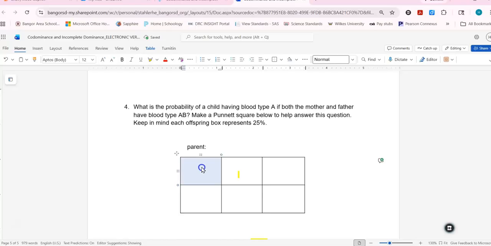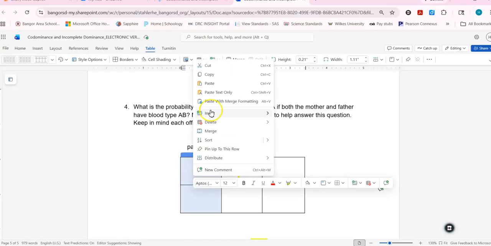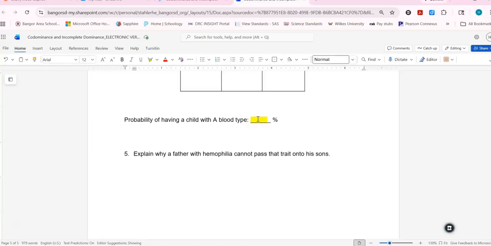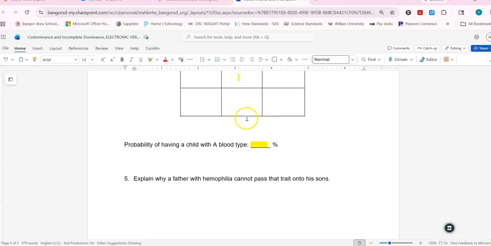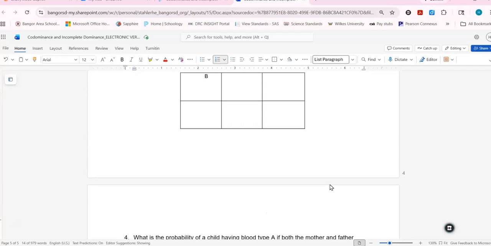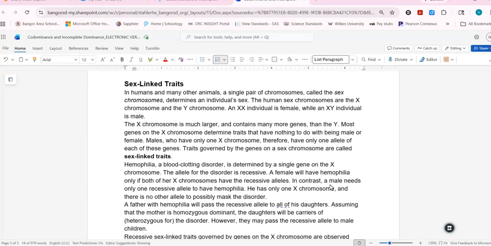Again, if you don't have that column, go to one of the columns, click it, insert, column left. And then all you do is just put down the percentage of having a child with A blood type. So it would have to say AA or AO would give you A blood type. Number 5, explain why a father with hemophilia cannot pass that trait on to his sons. That will be under the reading of sex-linked traits.